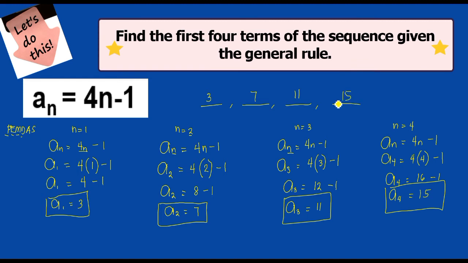So, kung mapapansin po natin, kung ano ang sub na nilalagay natin, kung 1 yun, 1 din po yung value ng n. Kung 2 ang sub 2 natin, 2 din po ang value ng n. So, parehas lang po sila. So, ang ating sequence are 3, 7, 11, and 15.